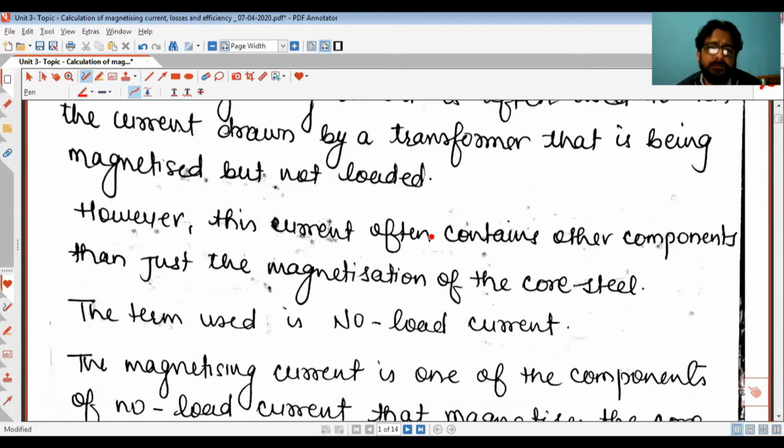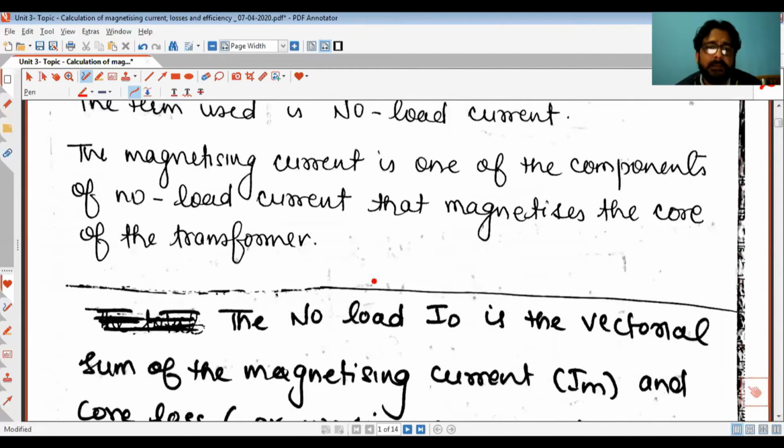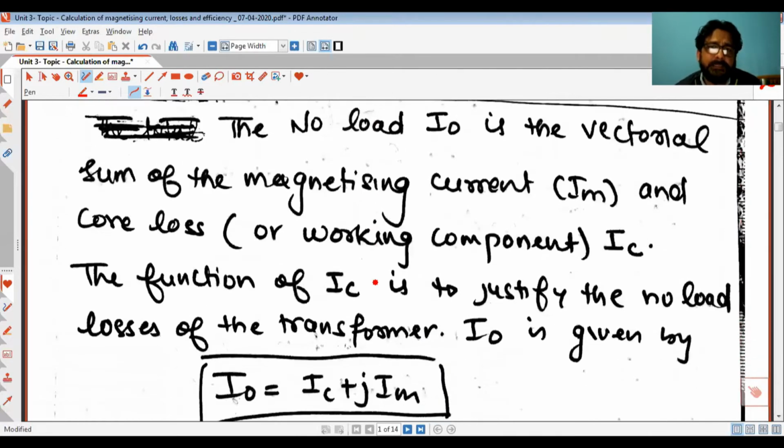So these two components are basically related to the core of the transformer. So when the transformer is on no load, even then the current that is flowing in the transformer, which is known as no load current, is responsible for the losses related to the core of the transformer. Now, the no load current is generally 2 to 5% of the rated primary current, right?